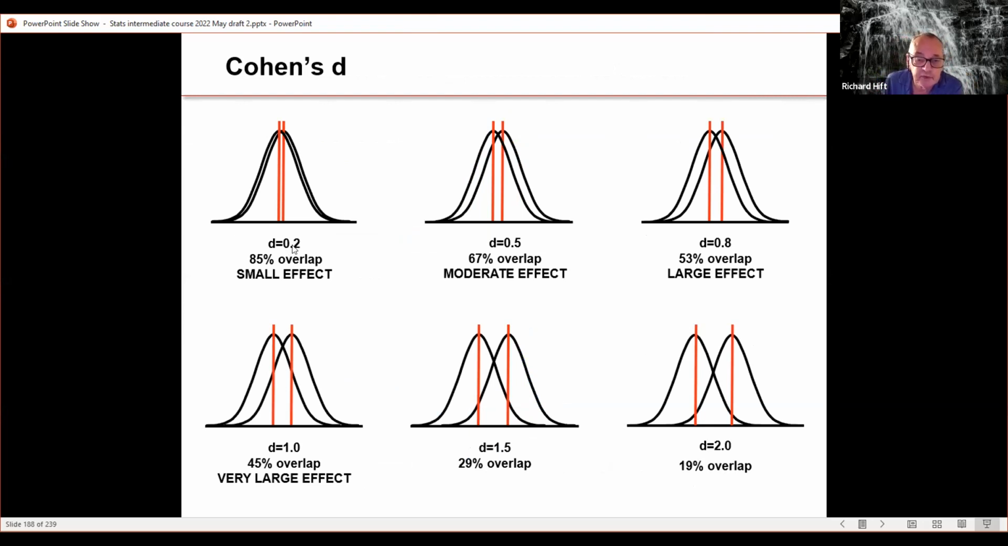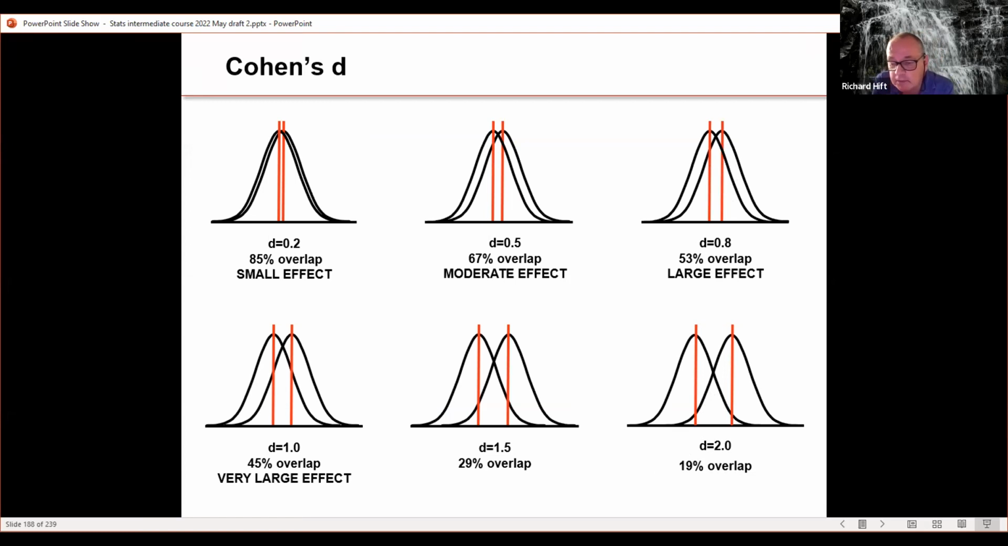A small effect, 0.2, means there's a huge amount of overlap between the two curves. As d gets to 0.5, the difference becomes more and more marked relative to the standard deviations. At 0.8, it's already regarded as a large effect, with only 53% overlap of the two curves. And here's a very big effect: d equals 2 is only 19% overlap of the two curves, but there is still overlap.